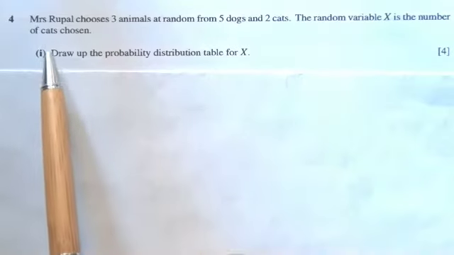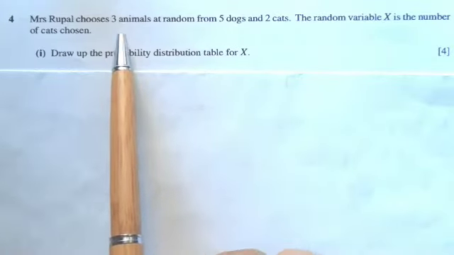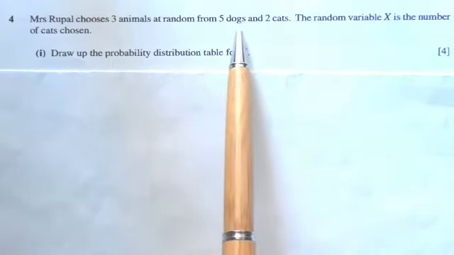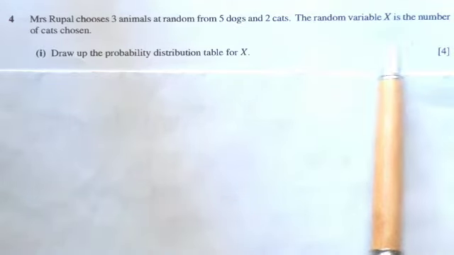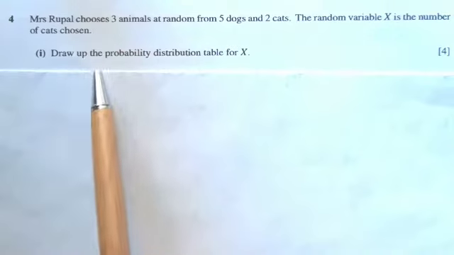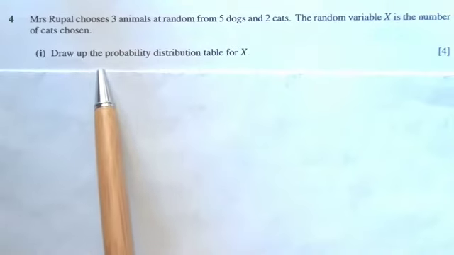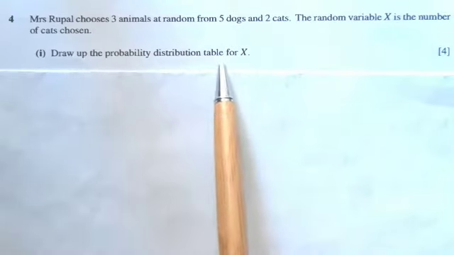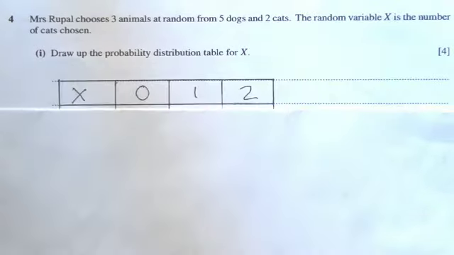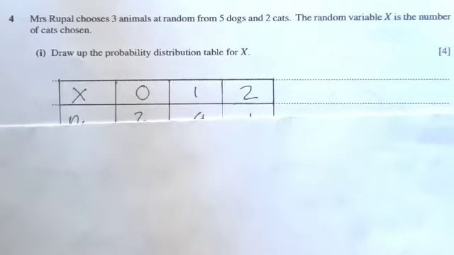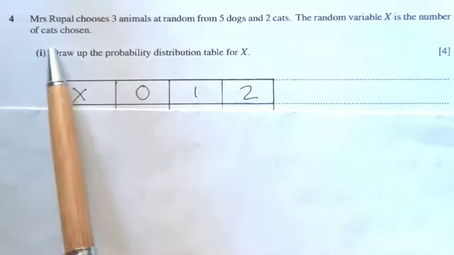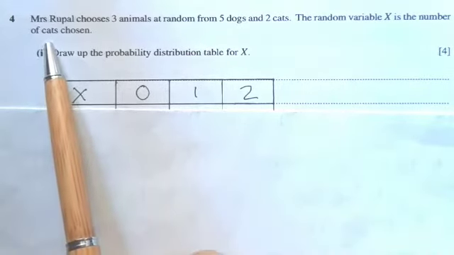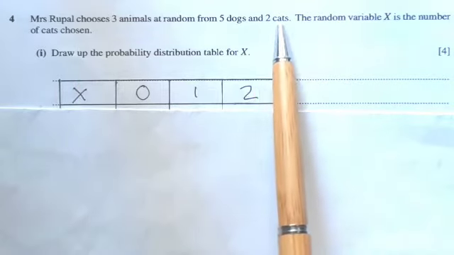Question number 4. Mrs. Ruppel chose 3 animals at random from 5 dogs and 2 cats. The random variable x is the number of cats chosen. I draw up the probability distribution table for x. Now here is the random variable x, that is the number of cats chosen. Thus there are 2 cats.